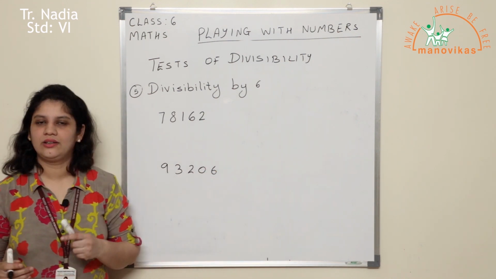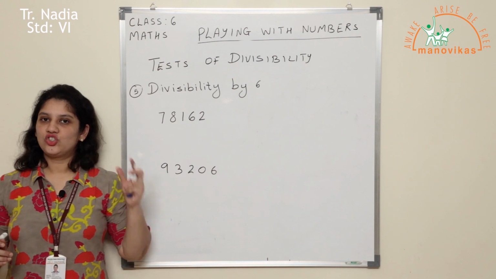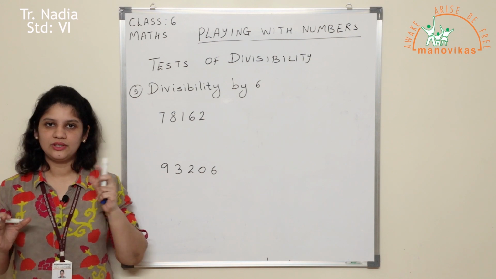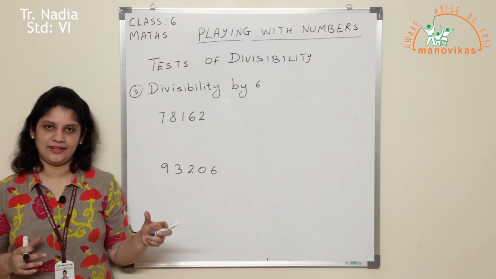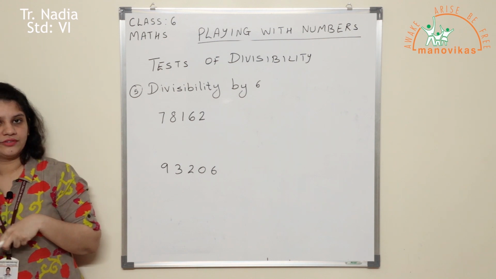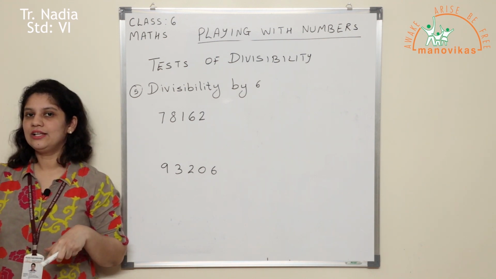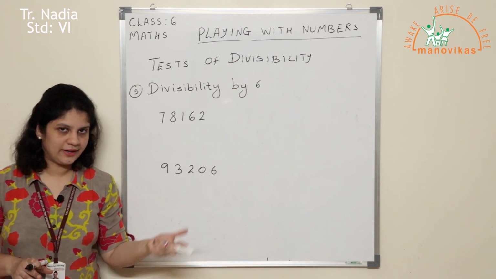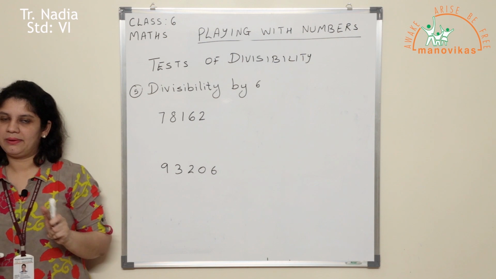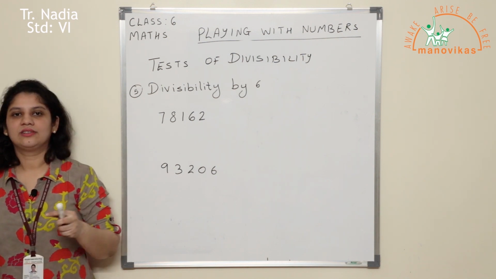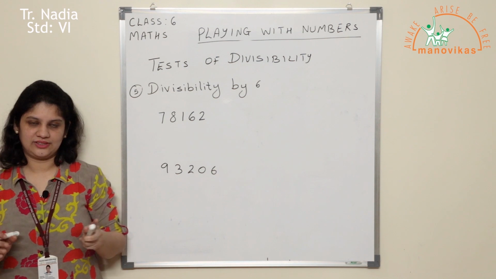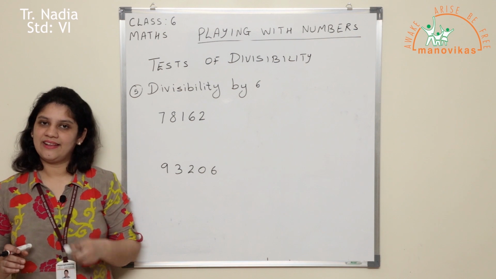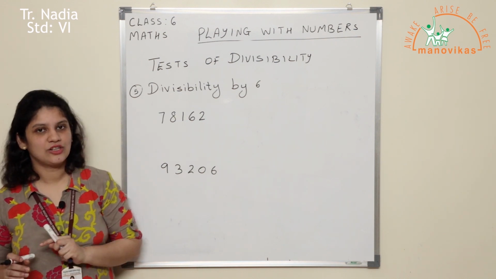Okay, now how do you check divisibility by 6? Now to check for divisibility by 6, you have to use a combination of two laws or two rules that you all just studied. You will have to make use of the rule of divisibility by 2 and the rule of divisibility by 3. You have to check whether the number is divisible by 2 and also whether it is divisible by 3. Now, if the number clears both the rules, that means if the number is divisible by 2 as well as divisible by 3, then that number is divisible by 6 also.